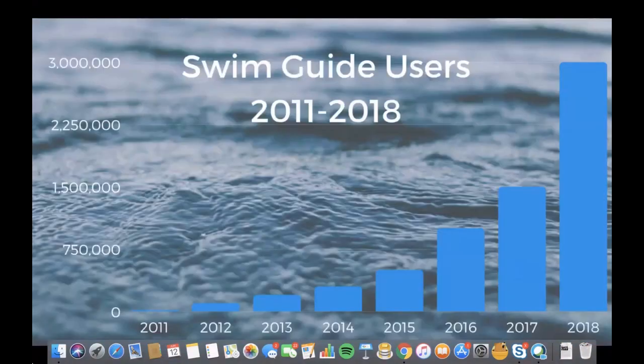And it's worth it. To date, we have over 3 million people using SwimGuide. So the information we provide is clearly what people are looking for. In our first year, to give you an idea of our growth, we had 14,000 users total for the year. Now, at the height of the summer, we're seeing between 10 to 15,000 people a day using SwimGuide. We're expecting about 1 million users per year these days.